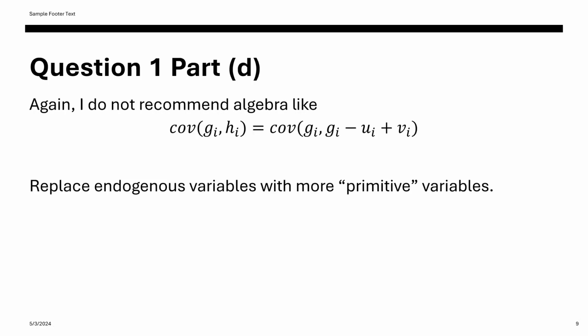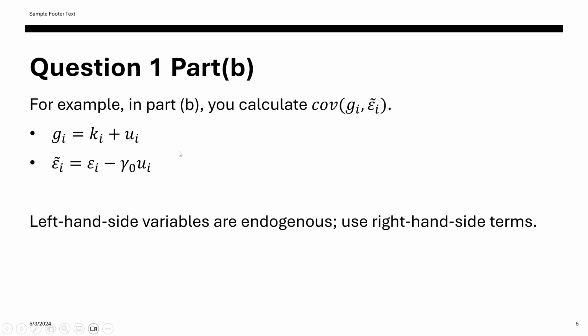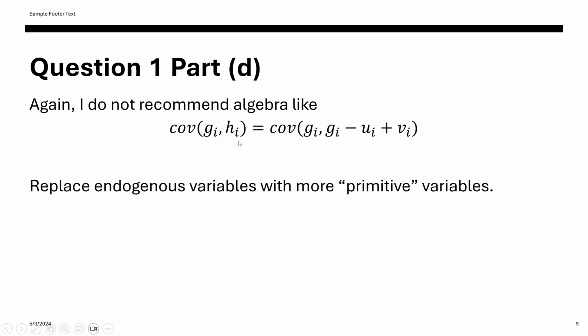Part B. So, instrumental variable. I believe it is not that difficult. You know what the exogeneity and the relevance conditions are. But for example, when you prove the relevance condition, basically you are showing the covariance between G and H. I said you have to move down to the exogenous variables, but this is not recommended. This is not wrong. The equality is mathematically correct. So replace H with G minus U plus V.